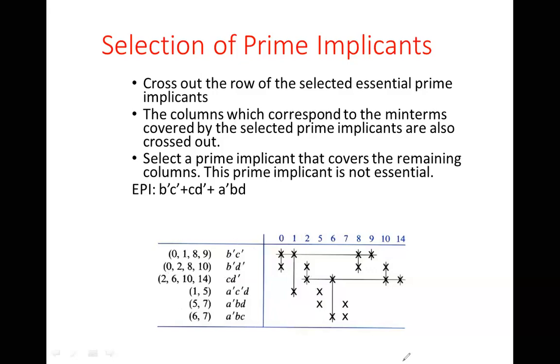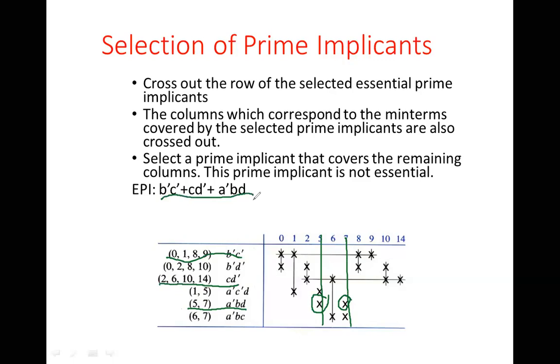Now what else is left out? We will take A bar B D. Now if I take A bar B D, what is left out? The pending ones were only 5 and 7, which were not covered. If you can see over here, 5 is not covered from here to here and 7 is not covered from here to here. 5 and 7 are covered in A bar B D. So now what will happen to our essential prime implicants? Our essential prime implicants will be B bar C bar plus C D bar plus A bar B D.